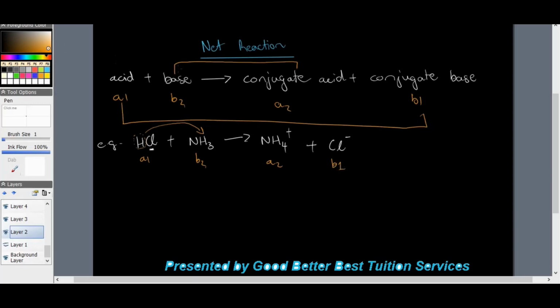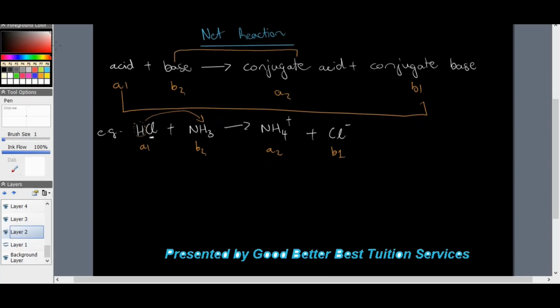And there we have solved this reaction for hydrochloric acid reacting with ammonia to form ammonium plus the chloride ion. Example number 2.